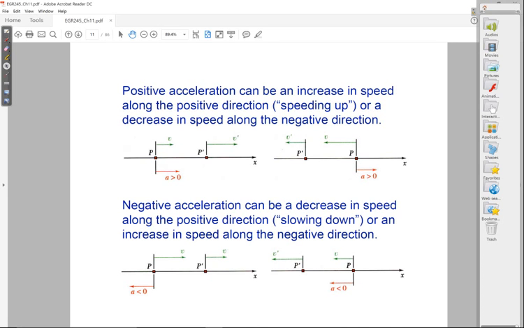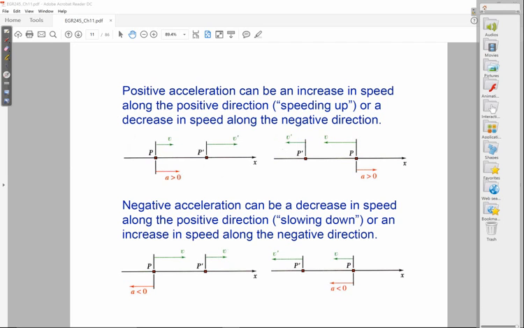So when we say that an object has a positive acceleration, the obvious thing that most people think of is that the object is going to speed up going in the positive direction. That's the left case here, this left situation. And that's, of course, correct. But a positive acceleration can also mean, and you could prove this mathematically, that your object is slowing down as it's moving in the negative direction.